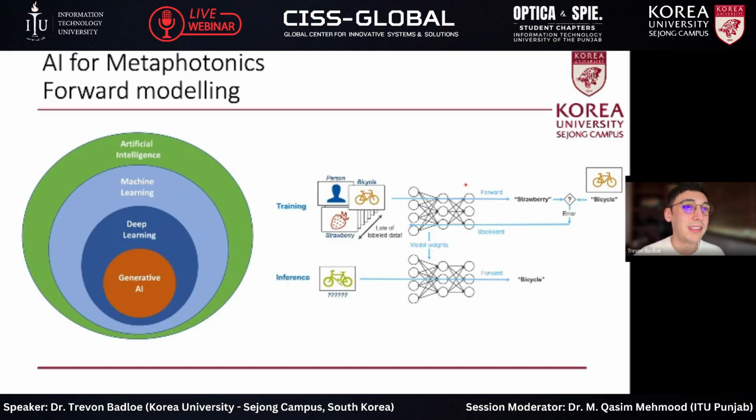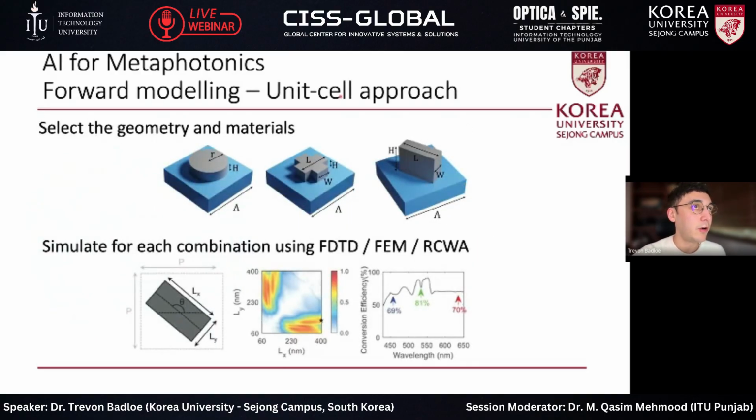We're using AI instead. Generally, when we design some metasurface, we use this unit cell approach. We select some geometry, we select some materials, and then we try to simulate using some simulation tools, for example FDTD, FEM, RCWA. And then we have to sweep. For example, we want to find the meta-atom that has a very high conversion efficiency for blue light. So we define some parameters, and we try to sweep.